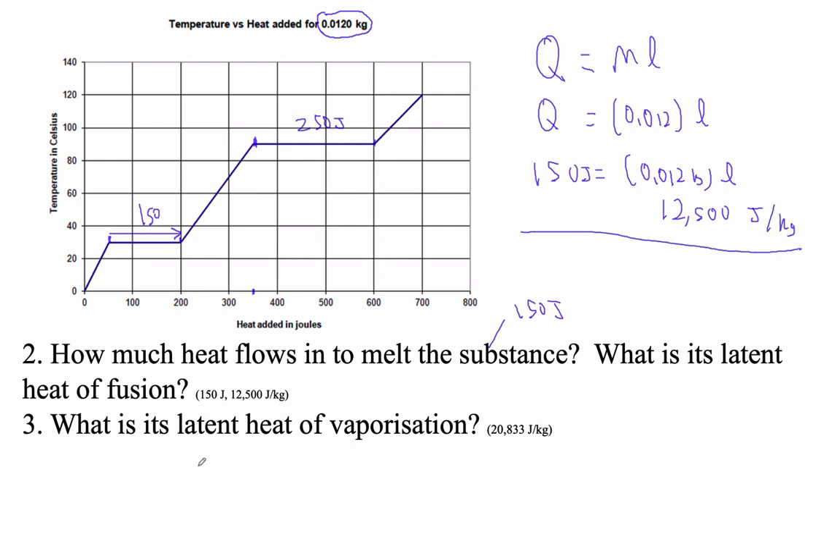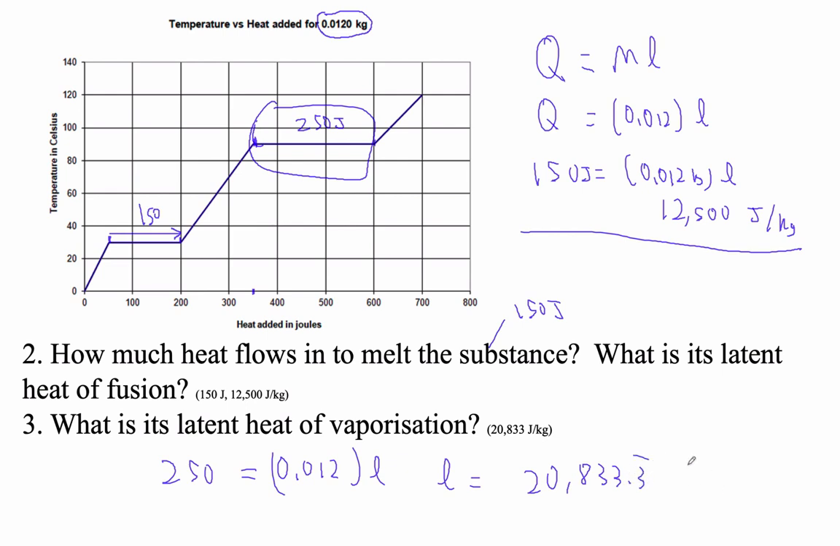Okay, now let's do the latent heat of vaporization. Notice that 250 joules flowed in. We started at 350, ended at 600. That's 250. So 250 flowed into 0.012 kilograms. And so our L is equal to 250 divided by 0.012, and that is 20,833.3 joules per kilogram. Now, not all those figures would be significant.